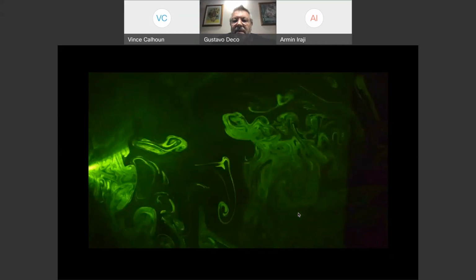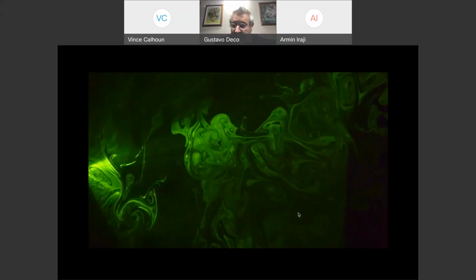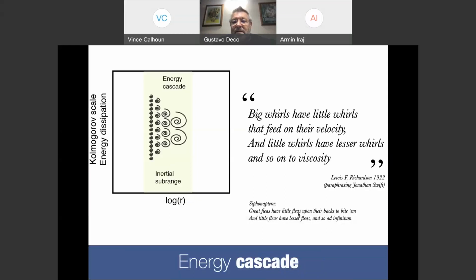He observed that there were wheels, or vortices, of different size, and those vortices of different size form a spatial hierarchical structure that could be very useful for the transmission of energy and information. That was the key idea. He expressed that in a poetic way by paraphrasing Jonathan Swift's Siphonaptera, to express in a funny way that the vortices we observe in fluid dynamics form a cascade, or have a hierarchical organization according to their size across the spatial scale.